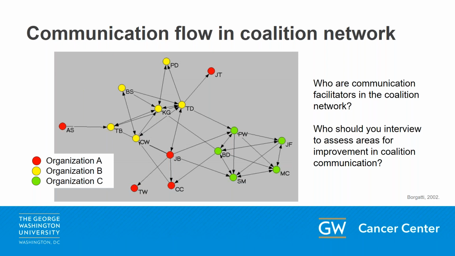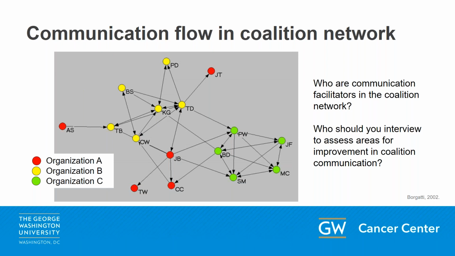So for example, JB from organization A, TB from organization B, and BD and PW from organization C might be key informants to ask about factors that facilitate information sharing, so you can leverage those factors more in the future to improve your coalition functioning.